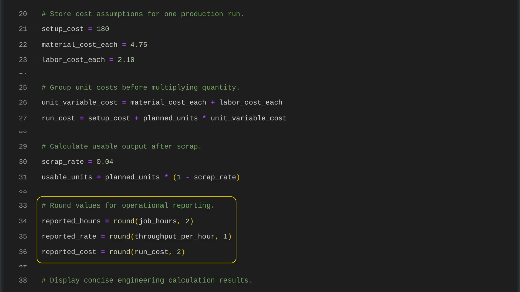Round the key production metrics to make reports clear and consistent. Total job hours and total run cost are rounded to 2 decimal places, while throughput per hour is rounded to 1 decimal place. This keeps time, rate, and cost figures concise and easy to read.